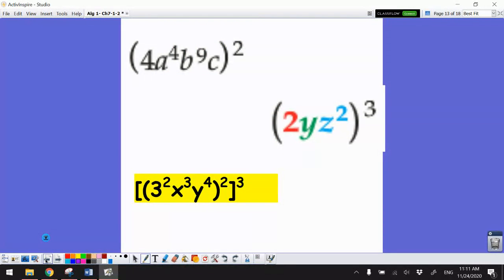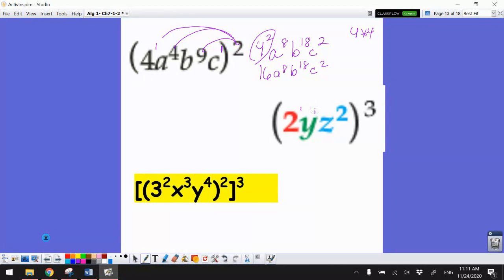Okay, let's see how you did. Again, there's a power of 1 here and a power of 1 here. So I need to multiply to here. So 4 squared, a, 4 times 2 is 8. 9 times 2 is 18, and 1 times 2 is 2. Now I need to evaluate. 4 squared, that's 4 times 4, not 4 times 2. That would be 16. a8, b18, c2.